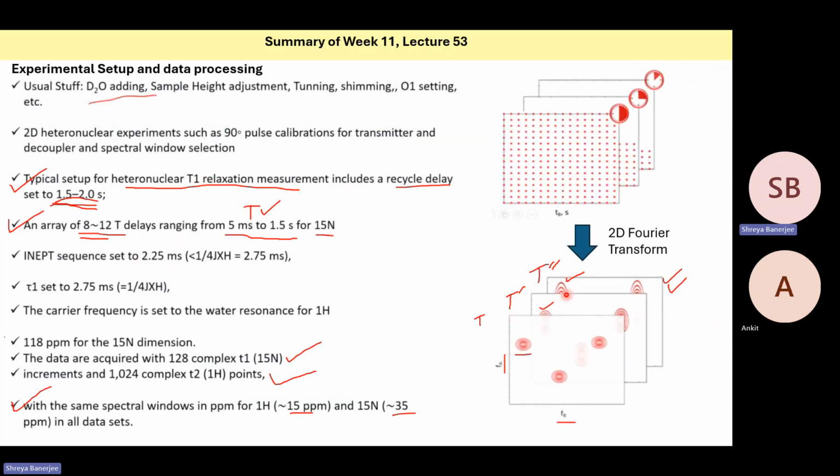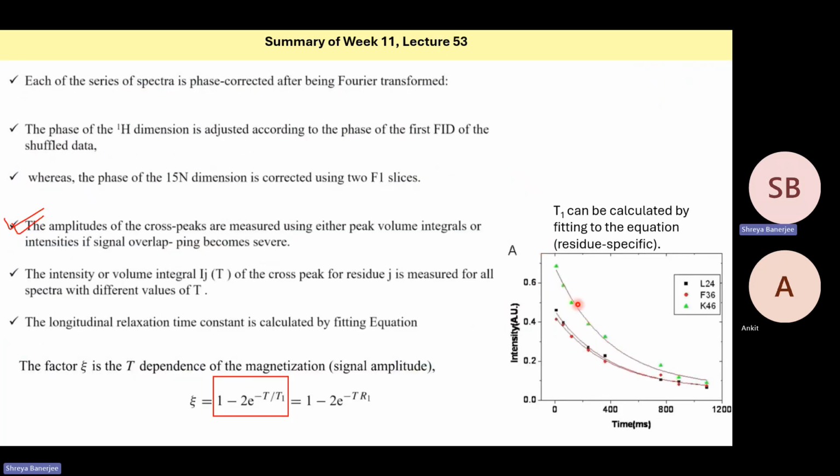one peak in the 2D spectra. Now, if you measure the amplitude or intensity of this peak, you will get a different value of intensity for a different value of T. And that is what is plotted here. The intensity is changing with T. This is the longitudinal relaxation time, and then you can fit it to this equation.